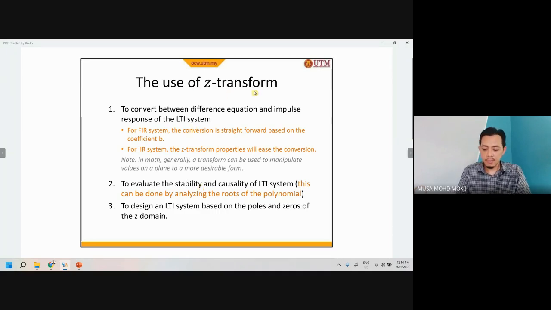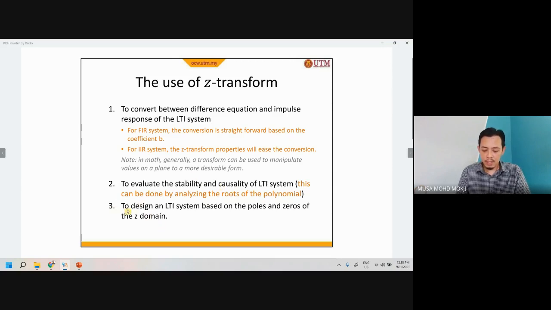And with the Z transform, we can use it as another option to check stability and causality. So actually we have three methods. In this course we cover three methods for checking stability and causality. We will look at that one later.